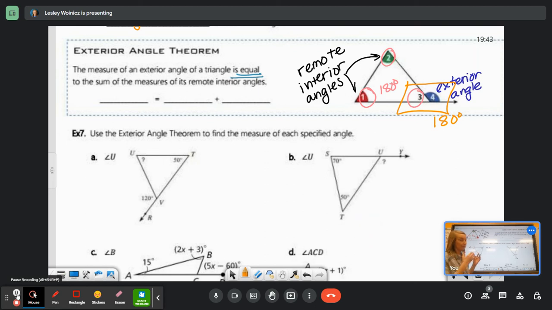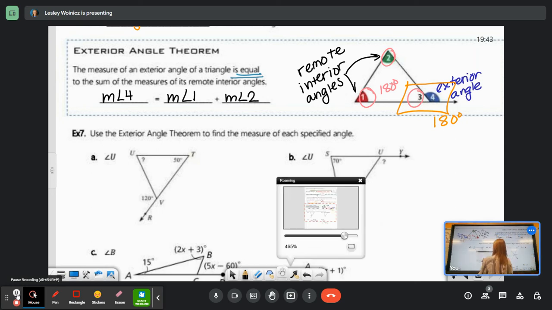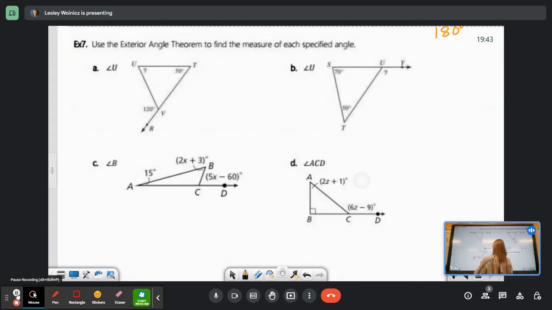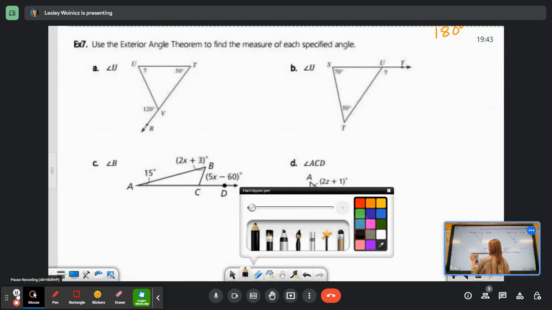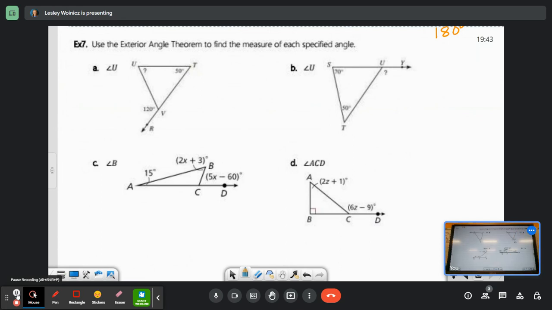Okay, this is why they're congruent. So what we want to say is the measure of angle 4 is equal to the measure of angle 1 plus the measure of angle 2. Okay, that's not so bad. Now we're just going to find some values using our fun theorems. So we have to use the exterior angle theorem to find the measure of each specified angle.